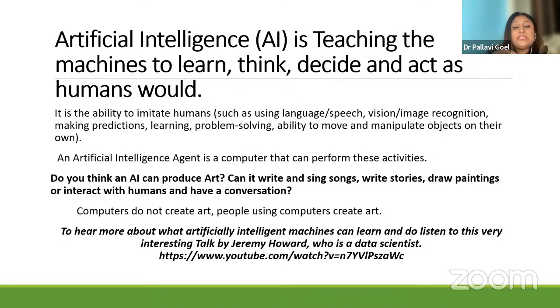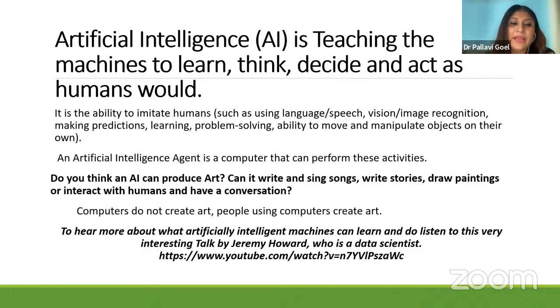It is the ability to imitate humans, such as using language or speech. Yeah, Alexa is there. Vision or image recognition: there are lots of applications where we download the application, scan an object, and get the information of that particular object through the database. Making predictions, yes, we are able to get the weather forecast. Learning, yes, we have lots of applications where we can learn. Problem solving, and the ability to move and manipulate objects on their own. And artificial intelligence is a computer that can perform these activities, whatever the humans are thinking.